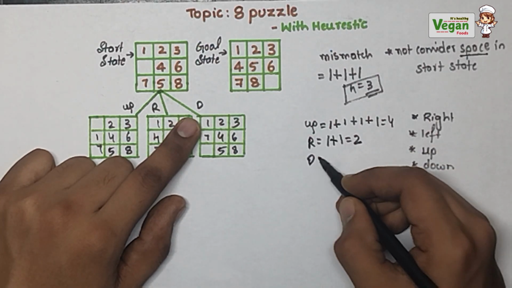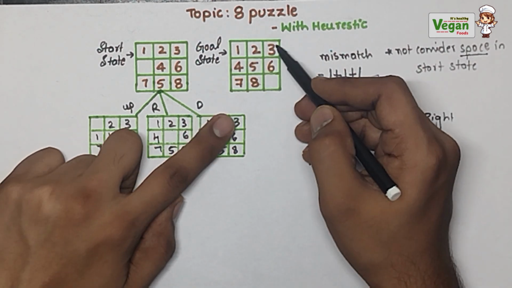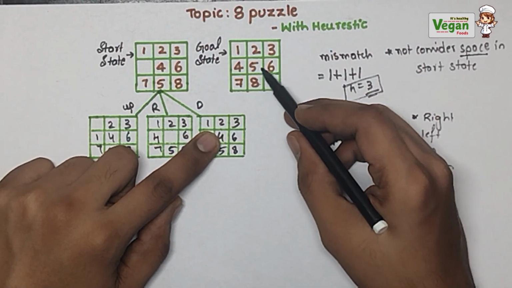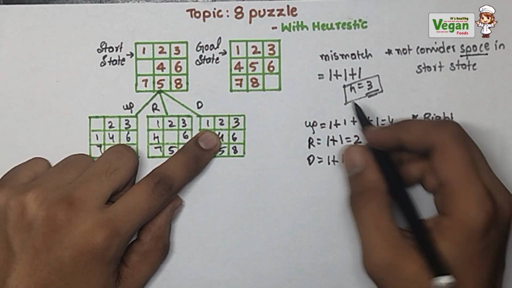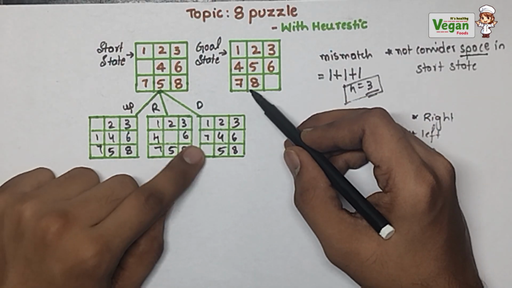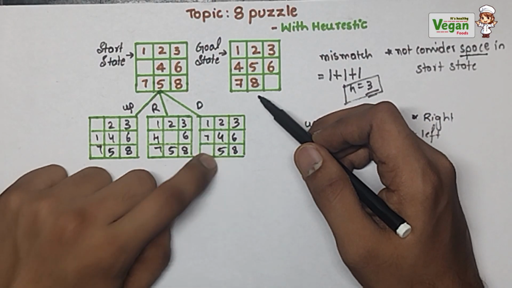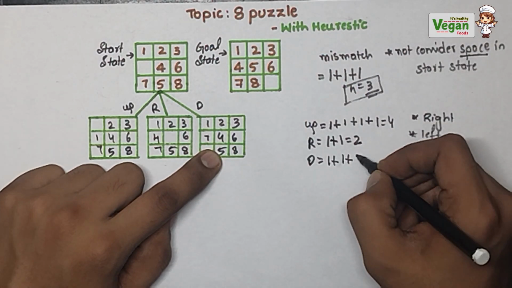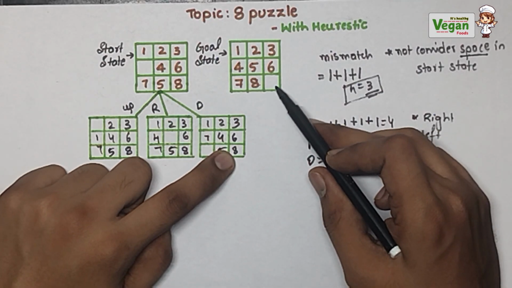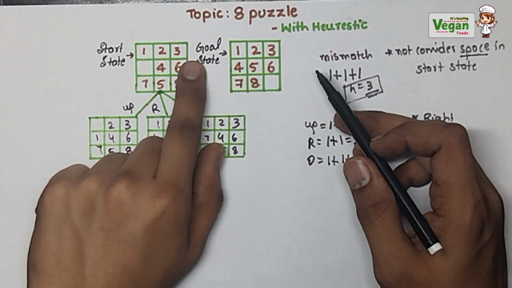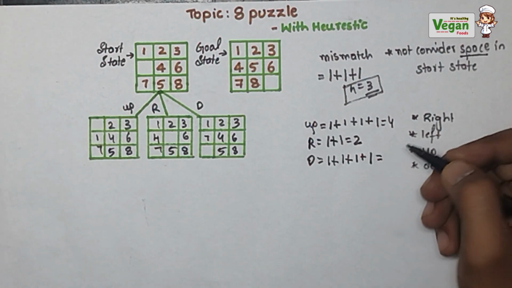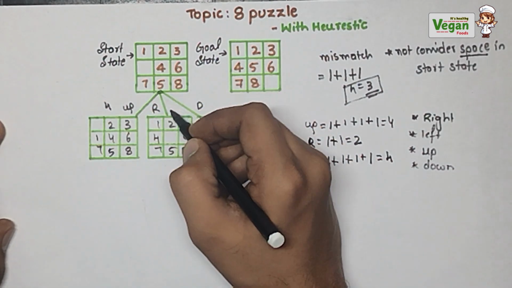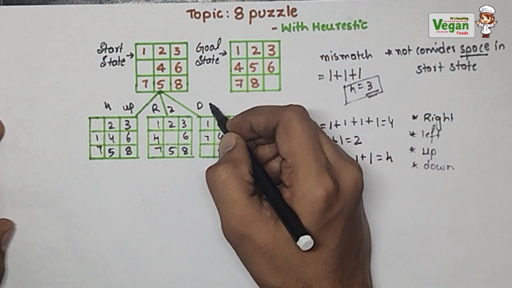Now for the down. So 1 is same, 2 is same, 3 is same. Here 7 is there, here 4 is there. So 1 mismatch. Here 4 is there, here 5 is there. Another mismatch. 6 same. Here free space is there, here 7 is there. If free space is in the start state, you don't consider it. Next 5 is there, 8 is there. Another mismatch. Here 8 is there, here free space is there. Since free space is in the goal state, we will be considering it as a mismatch. So total 4 mismatch. So for upside 4, for right side 2, for downside 4.